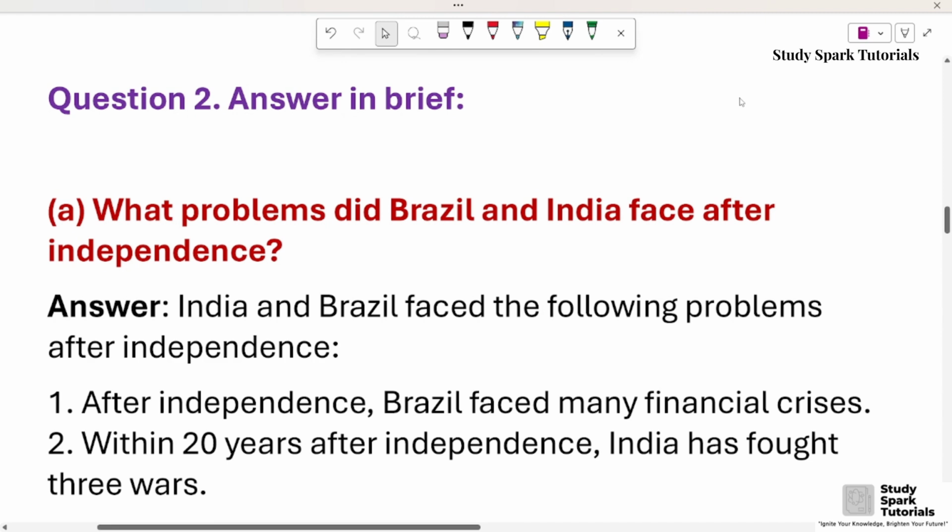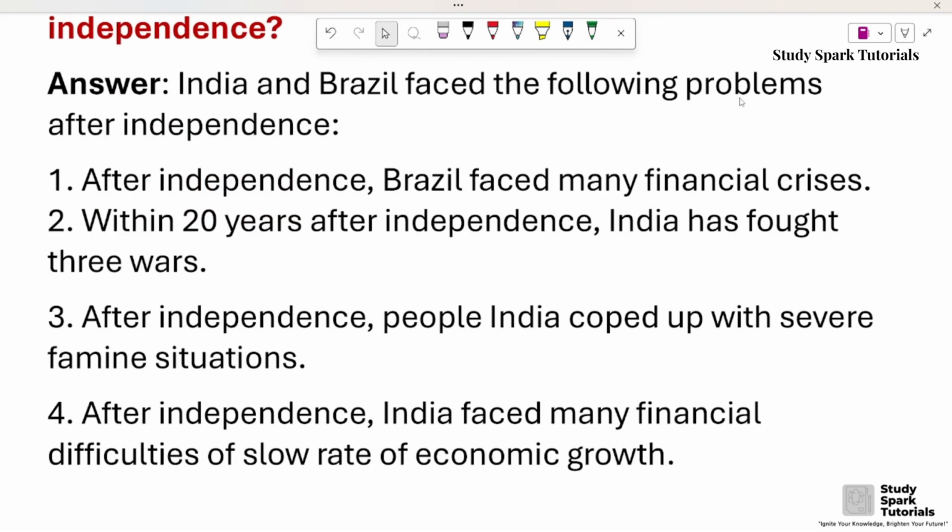A, what problems did Brazil and India face after the independence? Answer, India and Brazil faced the following problems after the independence. First, after independence, Brazil faced many financial crises. Second, within 20 years of independence, India has fought 3 wars. Third, after independence, people in India coped with famine situation. 4, after independence, India faced many financial difficulties of slow rate of economical growth.